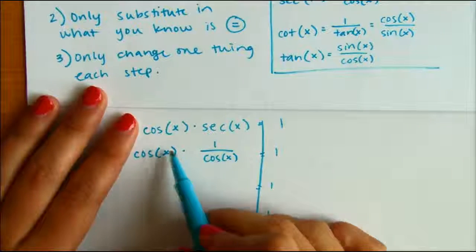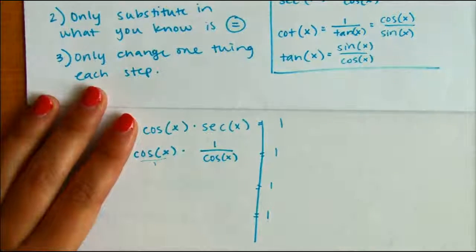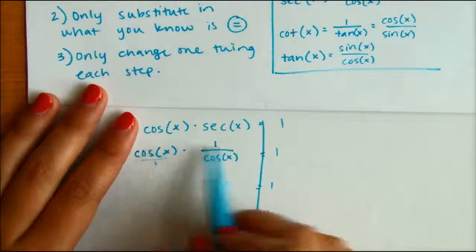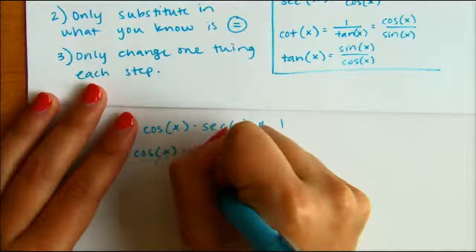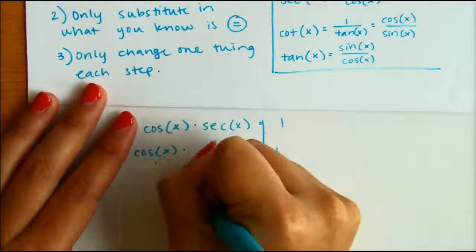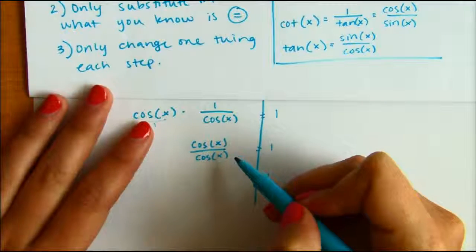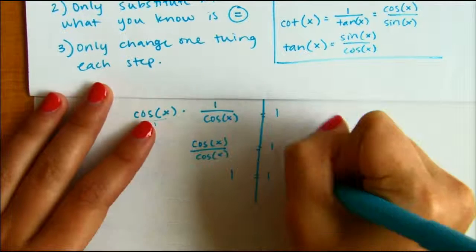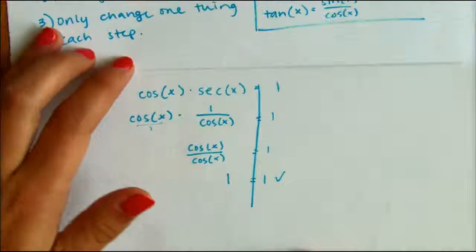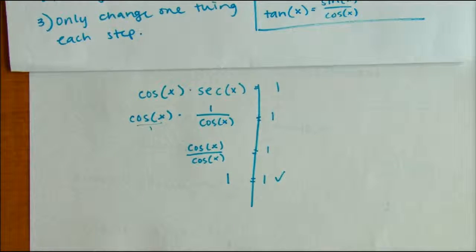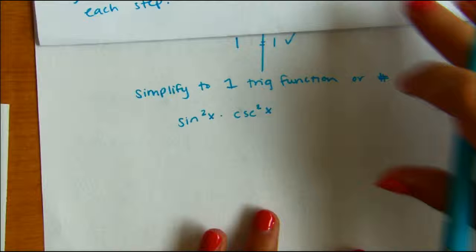Similar to the last one, if I were to multiply across in my fractions, 1 times cosine gives me cosine. Cosine over cosine, well, I know that that is equivalent to 1. So I've got 1 equals 1. That's my sign that I'm done. The proofs will look similar to that.